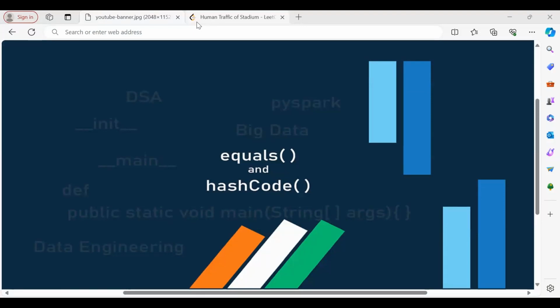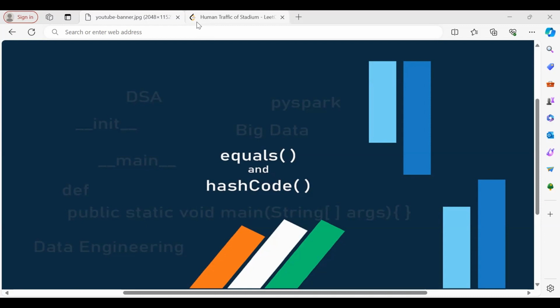So this is problem number 601, Human Traffic of Stadium. It's a SQL problem. So let's look into the problem statement. What does the problem say? The problem has given us a data set that is stadium. Now this data set has three different columns. One is ID, another is the visit date, and another is the people.